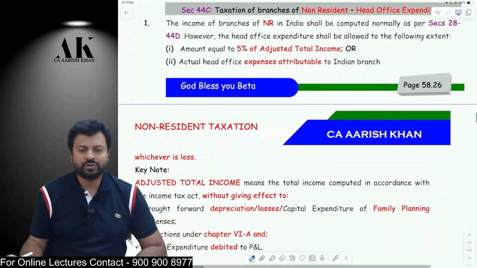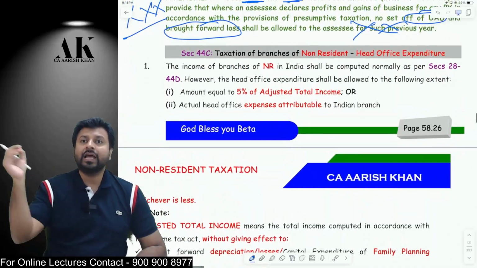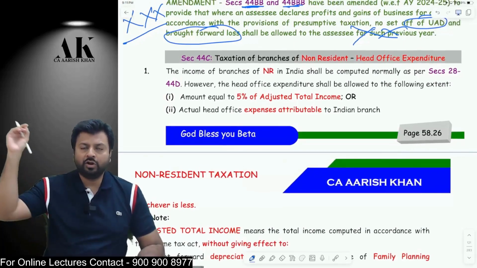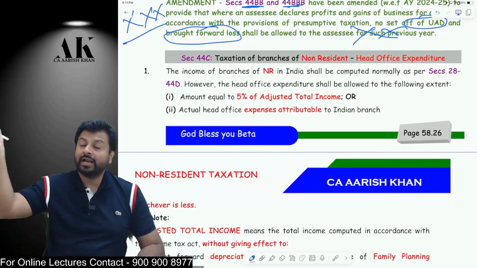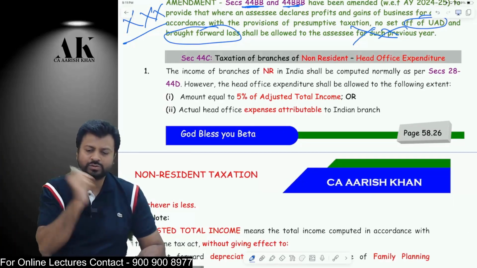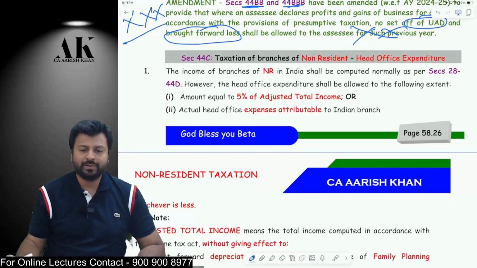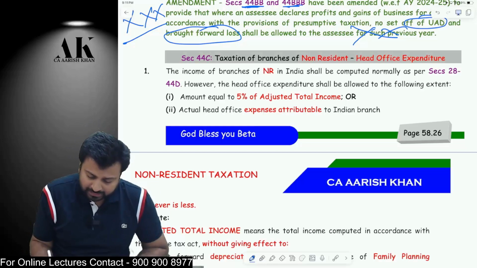And one last section over here is of a non-resident having a branch in India. If a non-resident has a branch in India and the head office is allocating some expenses to the Indian branch, then how much deduction will be allowed? Will they allow full deduction to them? No. It is allowed subject to the lower of the two.